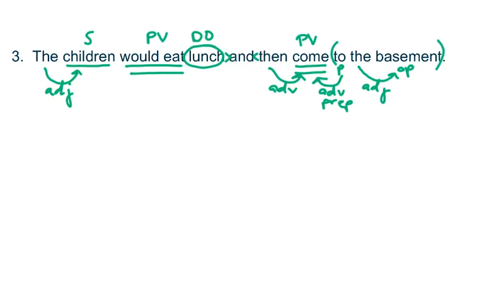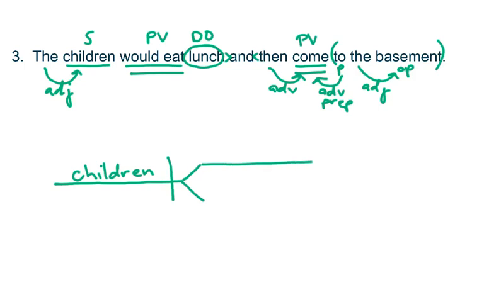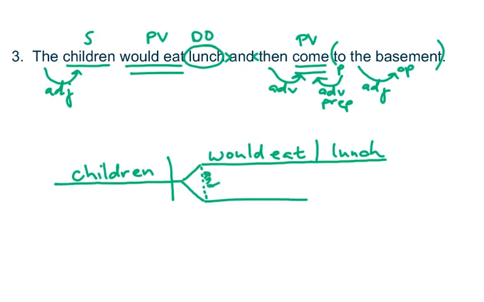Okay. So let's diagram this one. This will be interesting. Our subject is children. Going to divide our subject from our verb. Children would eat. We have a direct object, lunch. Add our coordinating conjunction and come. Okay.